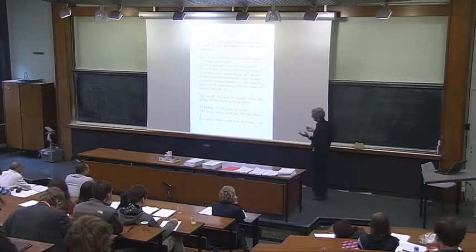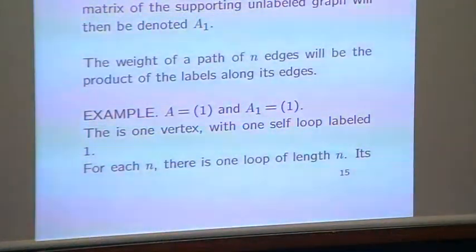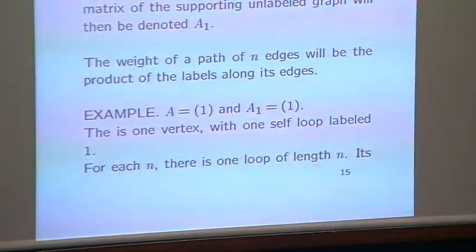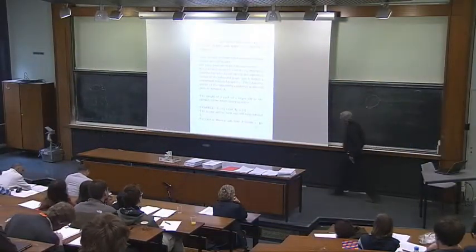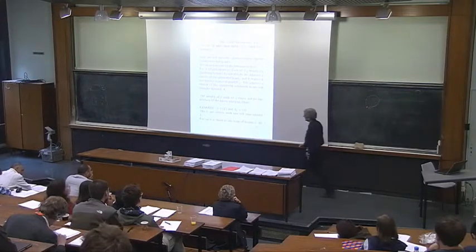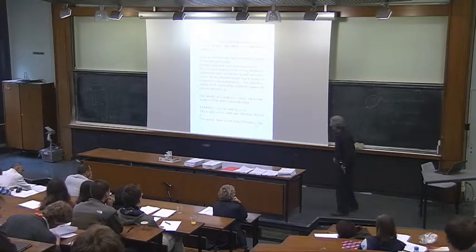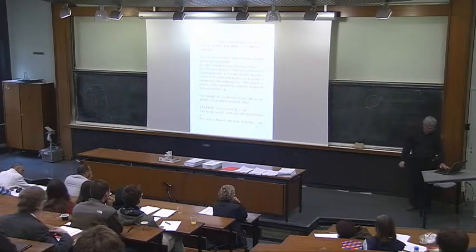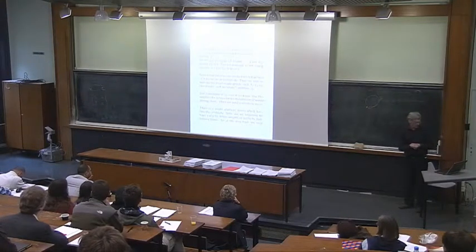So again, I like a simple example. Suppose I have the matrix 1, and A1 is 1. What does that mean? There's just one vertex. It's a 1 by 1 matrix. There's one loop. This is telling me what this unlabeled graph is. And I see that the entry is 1, and so the label is going to be 1. So for each n, there's one loop of length n, and its weight is 1 times 1 times 1. It's just 1.